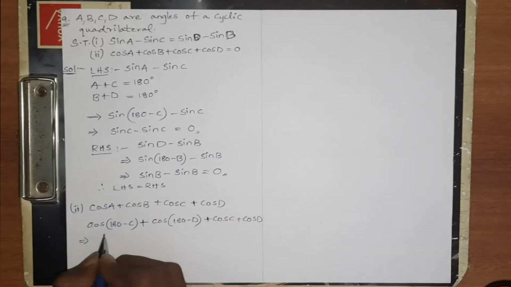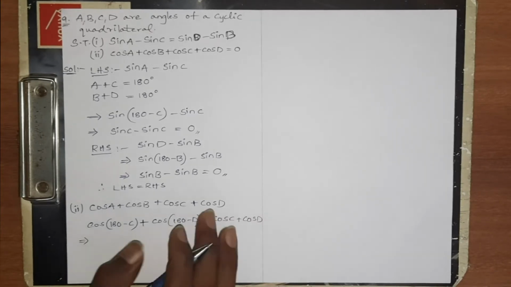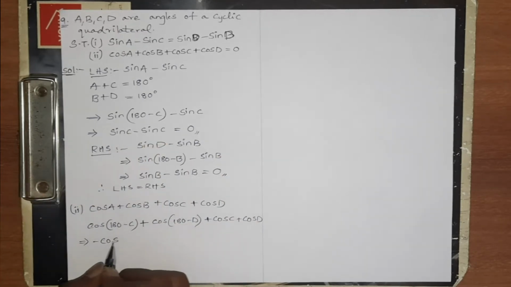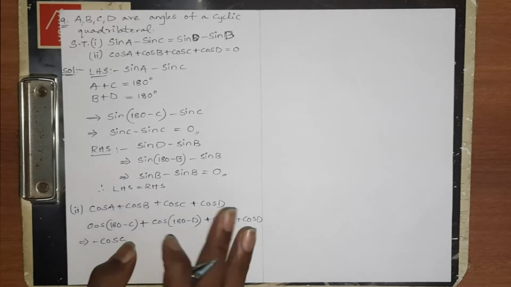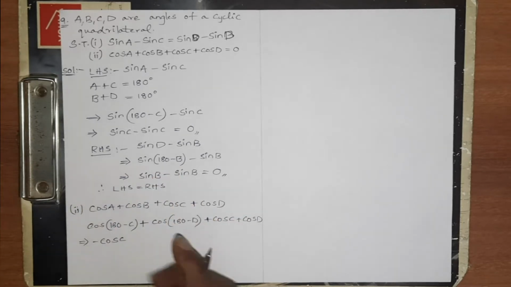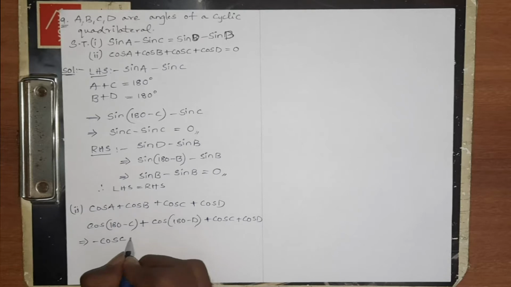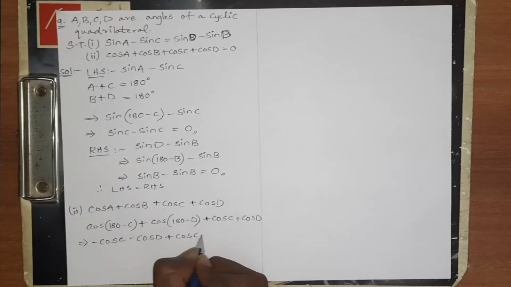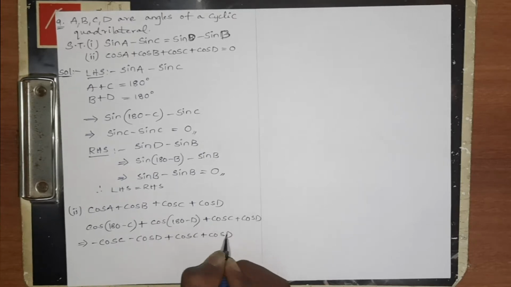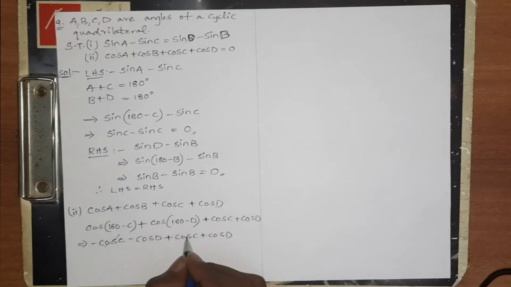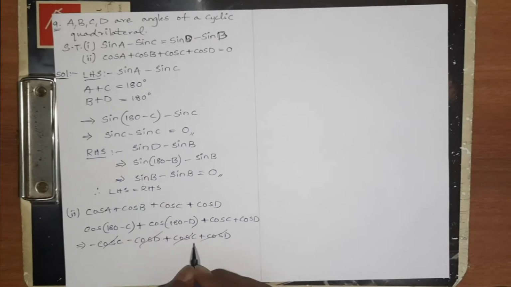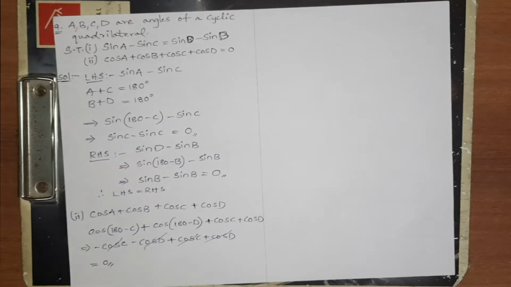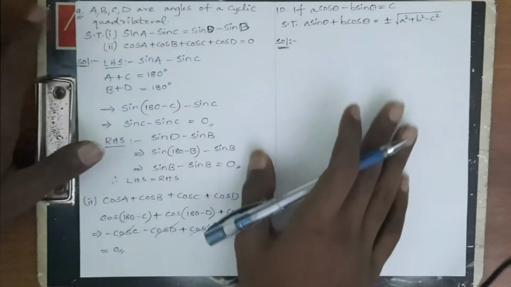So that implies cos 180 minus C is, if you remember the table which I have shown you in the first lecture, minus cos C, since cos 180 minus theta belongs to the second quadrant, and this is the same, minus cos D, plus cos C plus cos D. So minus cos C plus cos C and minus cos D plus cos D get cancelled, the answer is 0, hence the result. So let's move on to the next question.